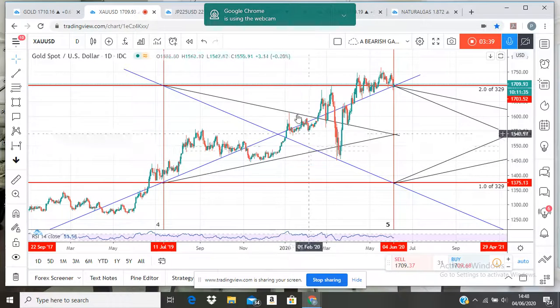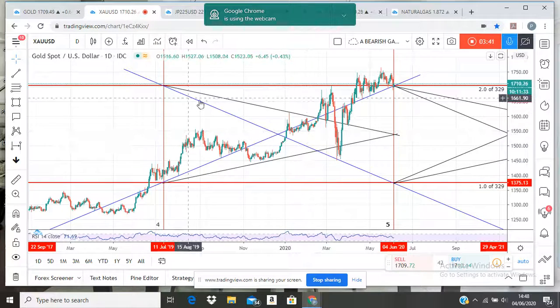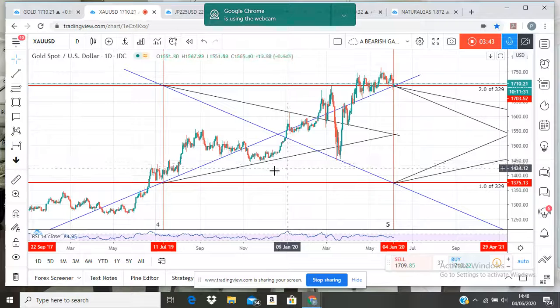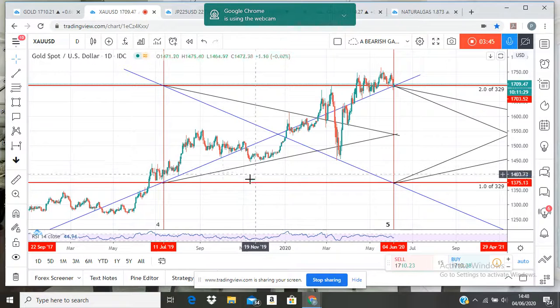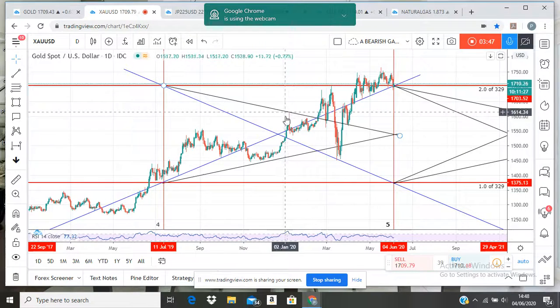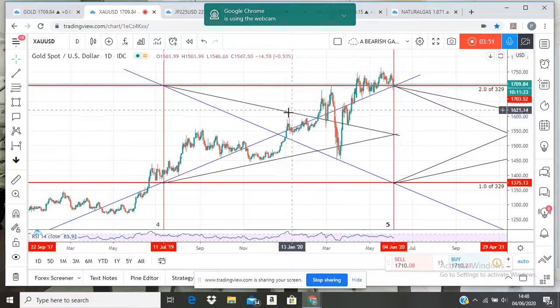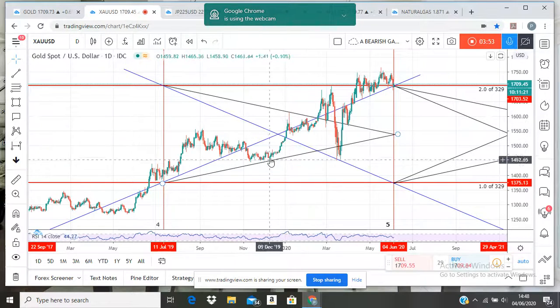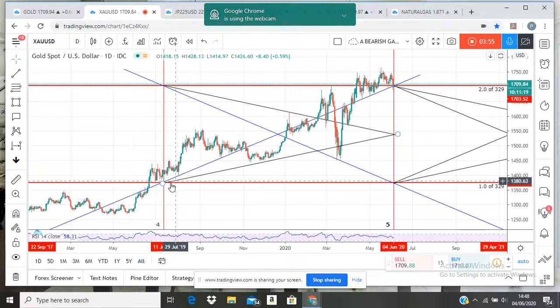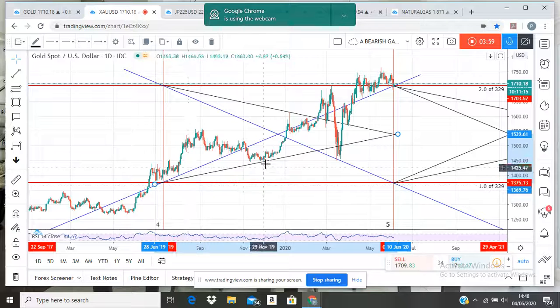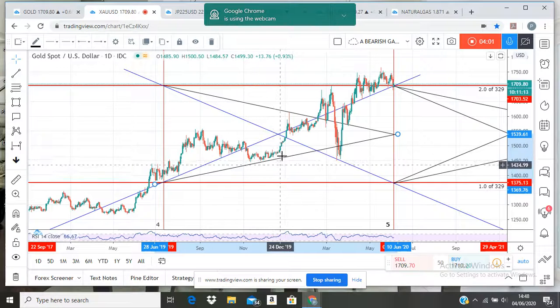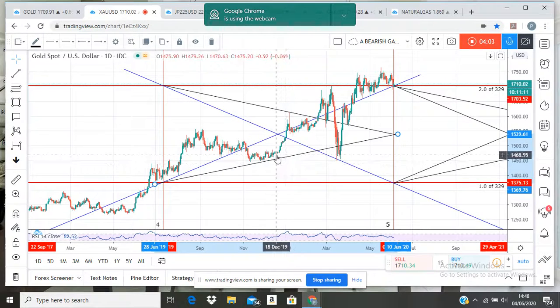Now in this square which is already completed, we can see how the angles played out during the action in the square. Here we can see that the 1 by 2 angle was the resistance. Here also we can see the 1 by 2 angle from down. This angle from down was the support line here.